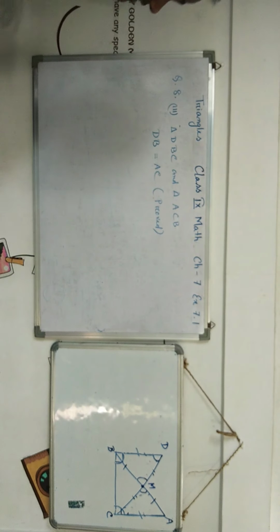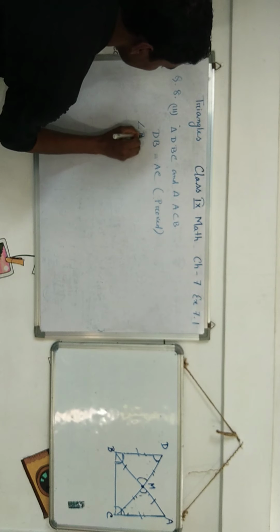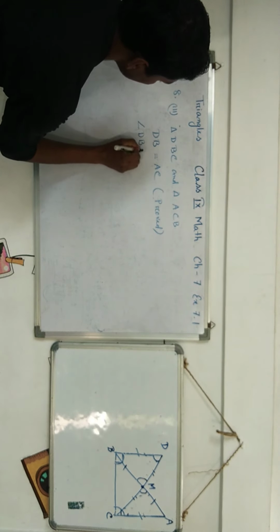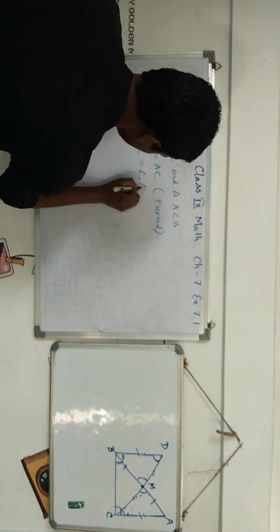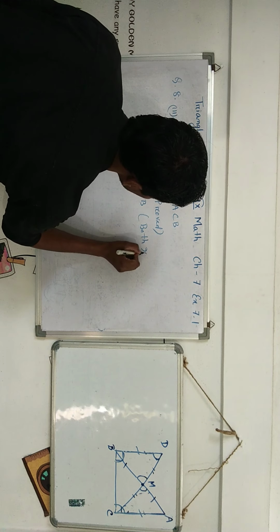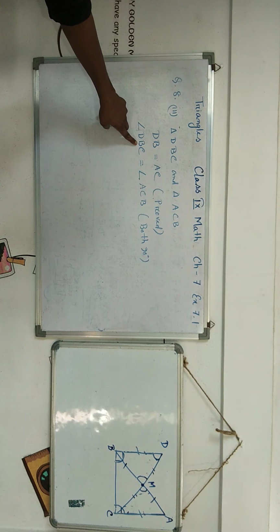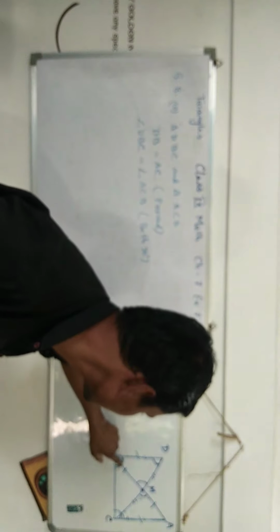Next, what can I write? Angle DBC is equal to angle ACB, both 90 degrees. Angle C is 90 degrees, given. Just a while ago in part 2 we proved that angle B is also 90 degrees. So these two are both 90 degrees. This side is equal to this side, this angle is equal to this angle.